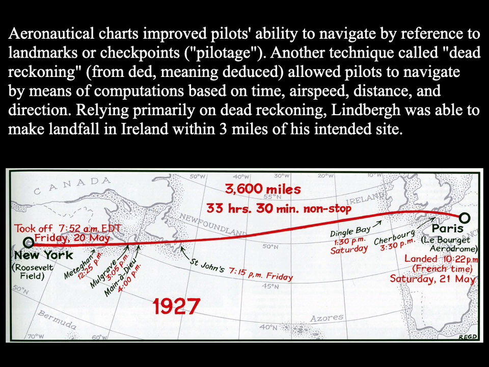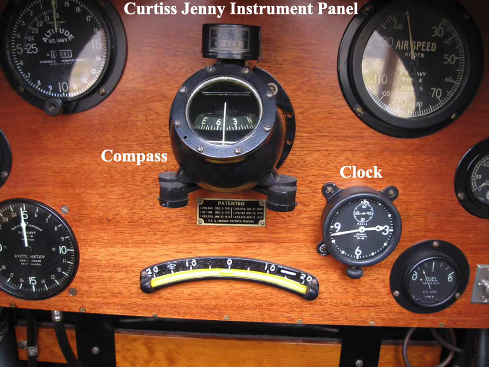This is called pilotage. Another technique, called dead reckoning, allowed pilots to navigate by means of computations based on time, airspeed, distance, and direction. Relying primarily on dead reckoning, Lindbergh was able to make landfall in Ireland within 3 miles of his intended site. The clock and the compass were the only navigation instruments installed in early aircraft like this 1917 Curtiss Jenny.